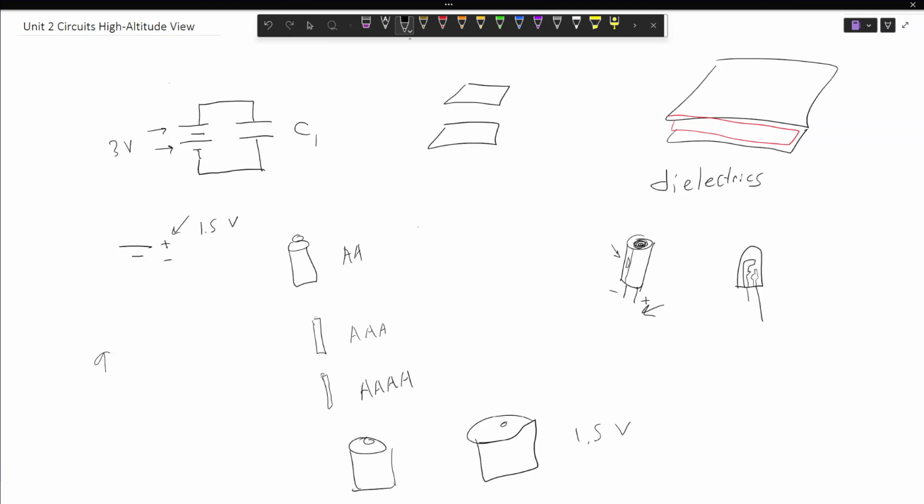And a lot of times, even 9-volt batteries, they're just a bunch of those 1.5 volt cells, but they're wired with 1, 2, 3, 4, 5, 6 of them in a series. And that series has this property of voltage being additive. We'll see that embedded throughout all of this circuit stuff.